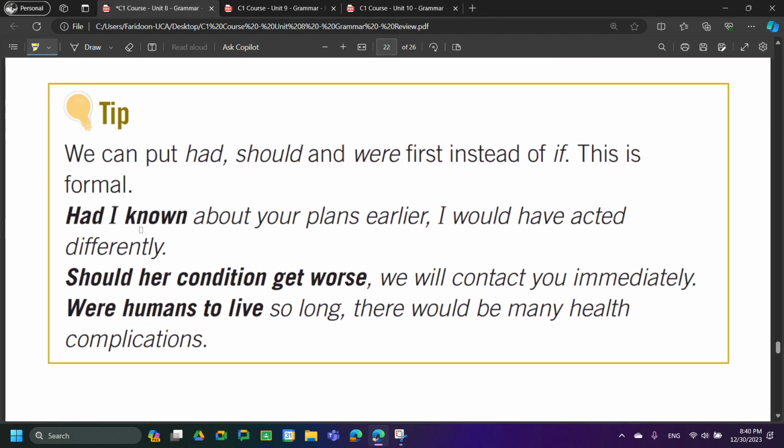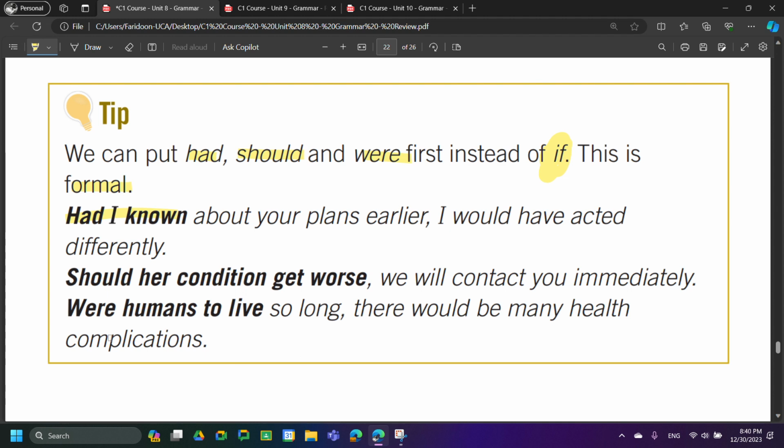So a tip now, we can put had, should, and were first instead of if. So this is possible if you don't like to use if. You can use had, should, and were, and just be careful that this will be a bit more formal than the normal if, okay? For example, had I known about your plans earlier, I would have acted differently. So it means if I had known about your plans earlier, I would have acted differently. Or should her condition get worse, we will contact you immediately. You can also say if her condition gets worse, we will contact you immediately.